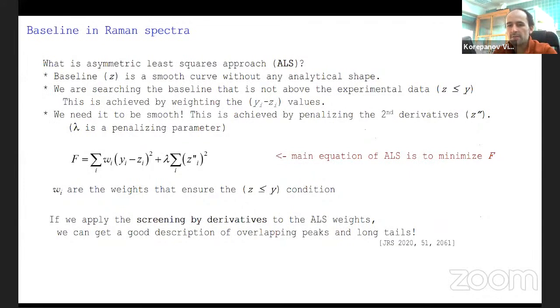The quantitative way to do this smoothing is just penalizing the second derivative of the baseline by some kind of parameter, denoted here as lambda. And these three ideas can be put into one simple equation, which is the main idea of asymmetric least squares algorithms, of the big family of this kind of algorithms. The main idea is to minimize the functional F, which is here in the center.